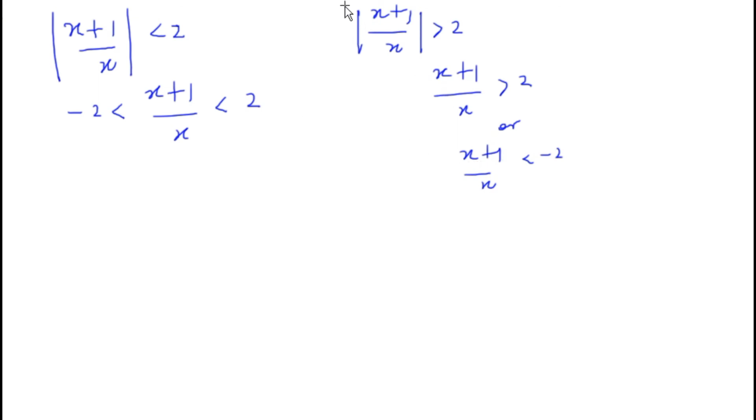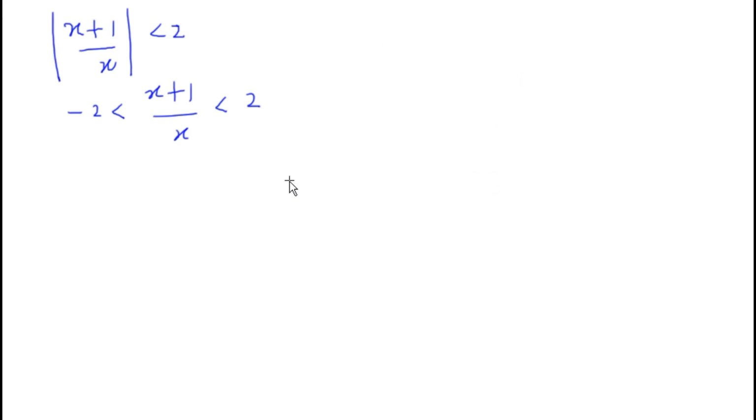Then the next thing to do will be to solve for the different inequality values. So let me pick x plus 1 upon x less than 2. Then we find the solution to this inequality, and then we solve for the other one: x plus 1 upon x greater than minus 2. To solve this, you can check my video where I solve problems on rational inequality. This is an example of a rational inequality.